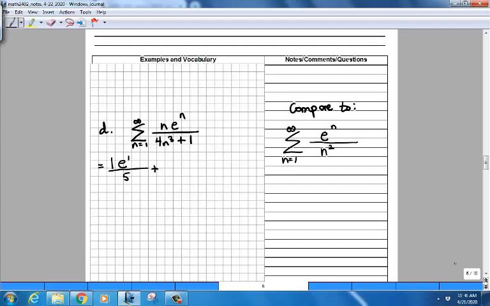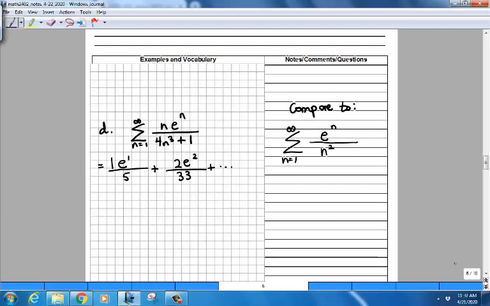And the second term of the series is 2 times e squared over, what do I get when I plug 2 into the bottom here? 2 cubed is 8, times 4 is 32, plus 1 is 33. So I get 2e squared over 33. That's a really strange number. And so on and so forth.